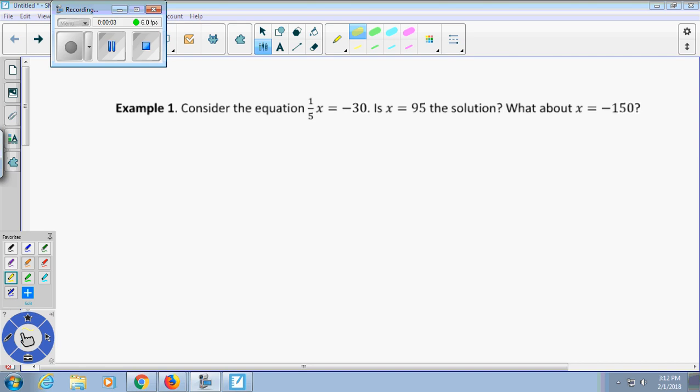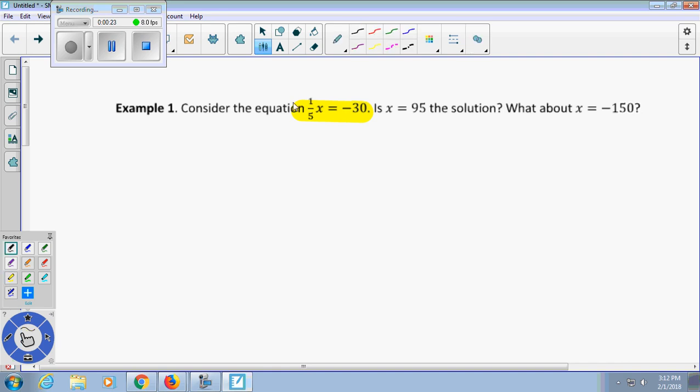In this lesson, we want to solve linear equations, but first let's consider what it means to be a solution to an equation. So for 1/5 x is equal to negative 30, here I'm giving you two different choices. Here we have 95 and negative 150. Are these solutions to the equation 1/5 x equals negative 30?